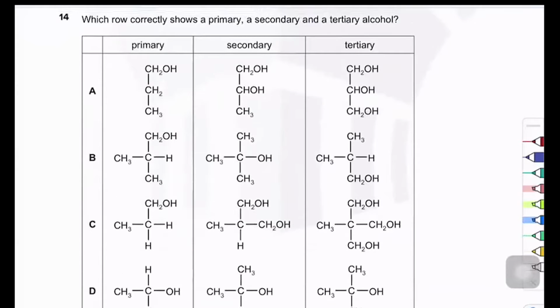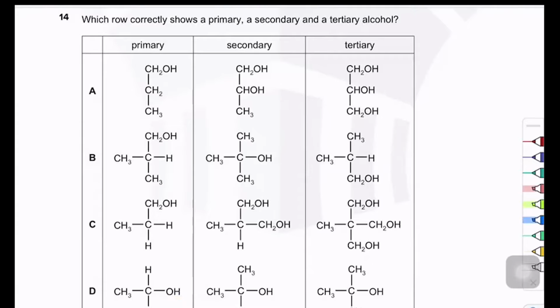All right, let's try this. Which row correctly shows a primary, secondary, and tertiary alcohol? Come on, this is very easy. You guys do it. Tell me. Alcohol is anything with OH, right? There's an OH over there. Only OH. Yes. So because of that, this is an alcohol, this is an alcohol, this is an alcohol, and this is an alcohol.